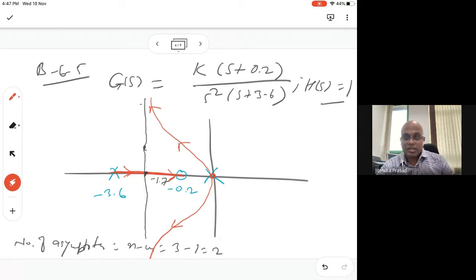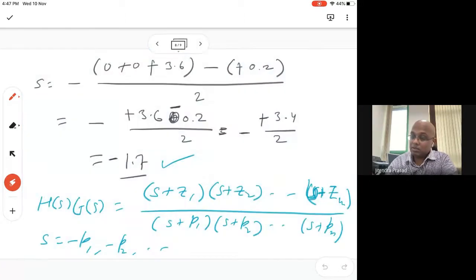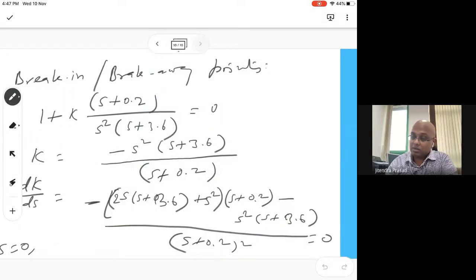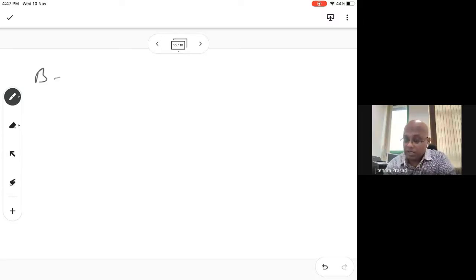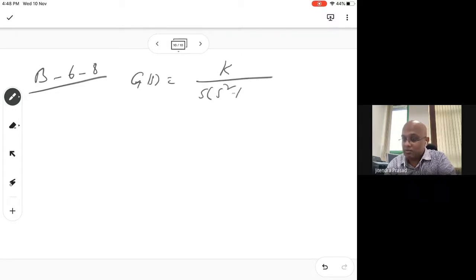Okay, so let us see the next one. Problem 8. So B68, and it says to consider a unity feedback control system with the following feedforward transfer function. So G(s) is given to be K over s (s squared plus 4s plus 8). Plot the root locus for the system if the value of gain K is set equal to 2.